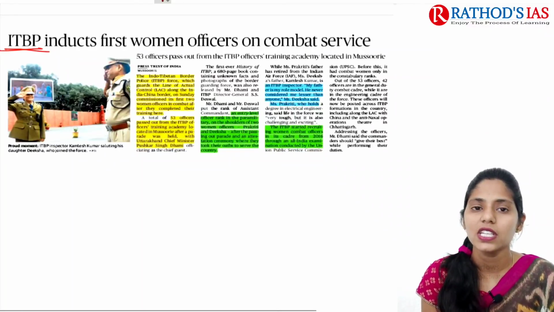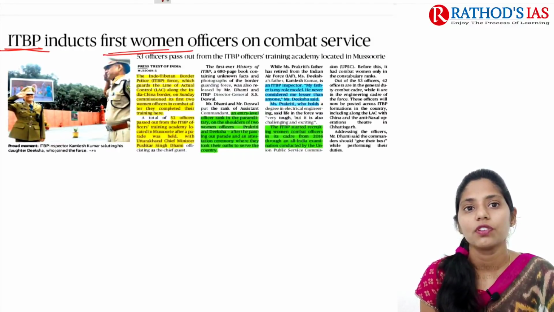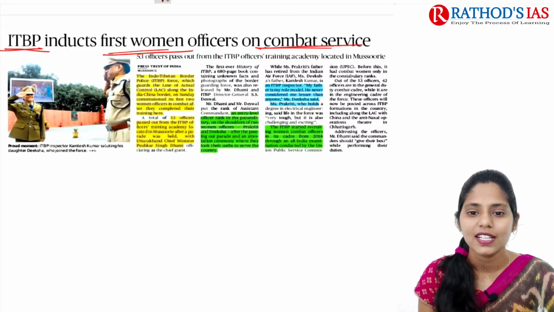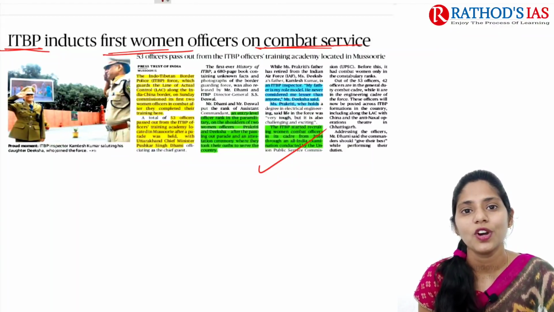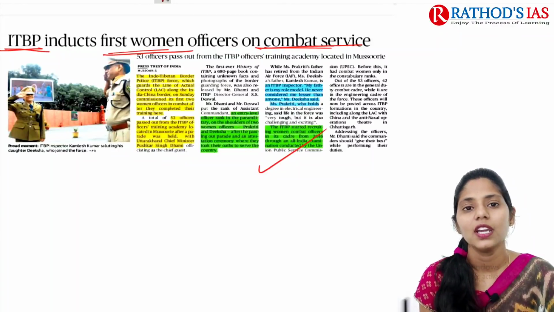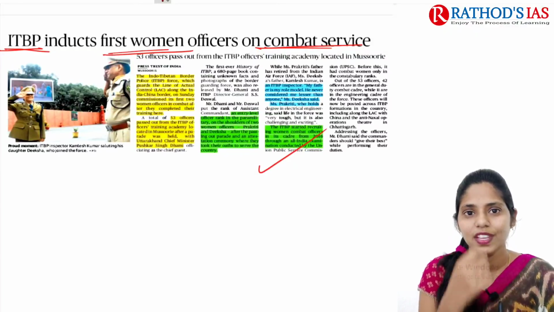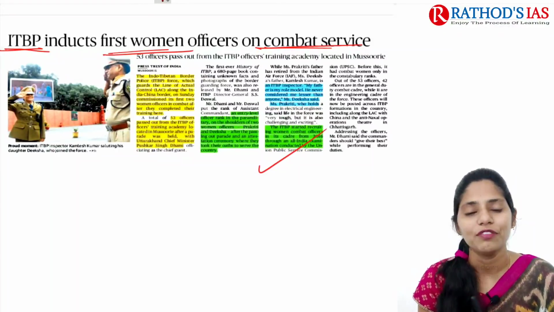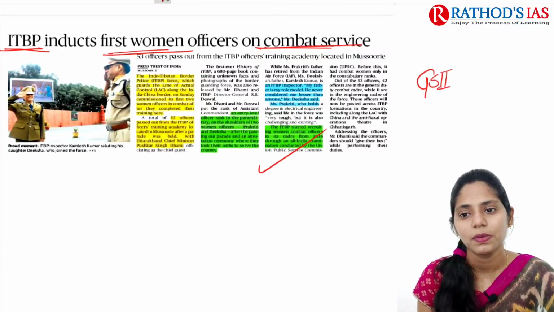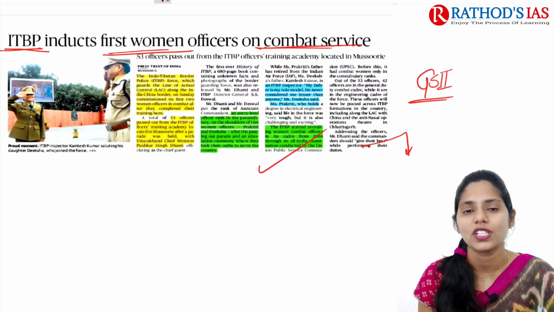The title says ITBP Inducts First Women Officers in Combat Services. This article talks about the first women officers; there are two women officers from the ITBP who are now on combat service. This article will be important from the women empowerment perspective, and it is important regarding GS Paper 2, so you can expect a mains question from this.